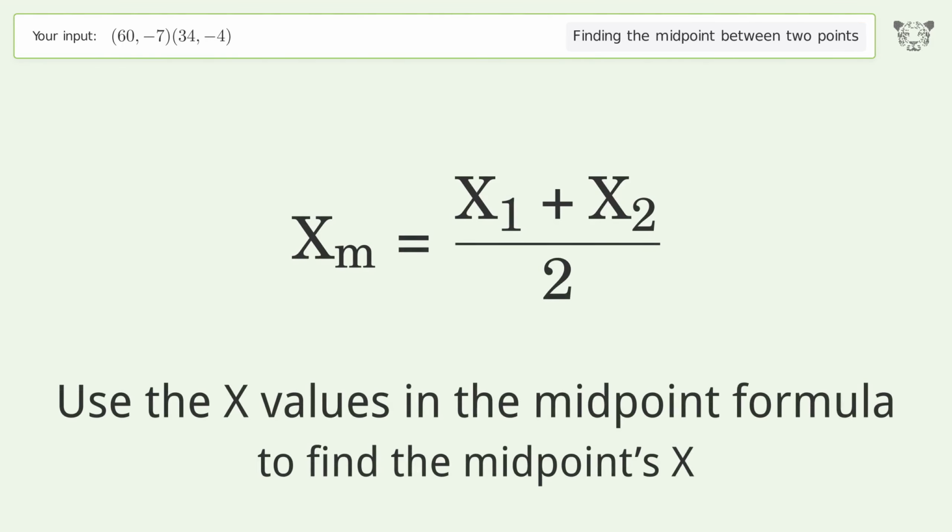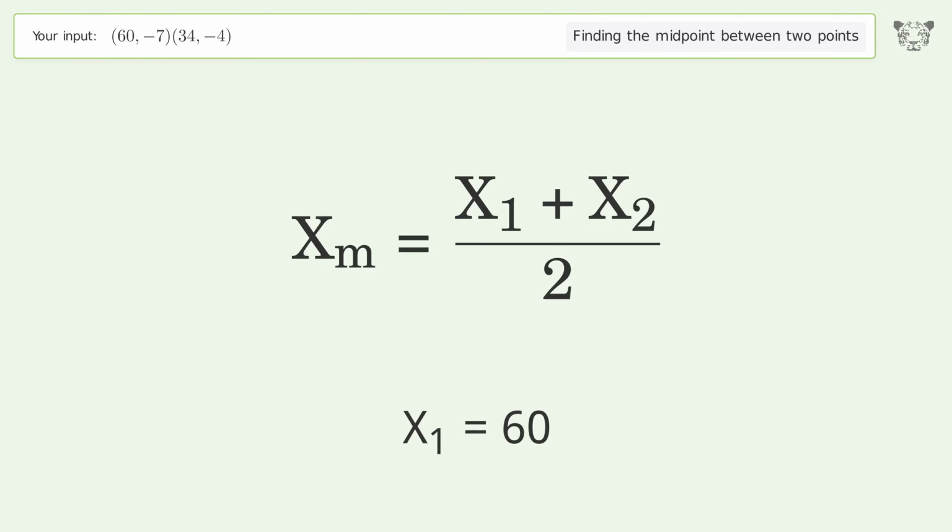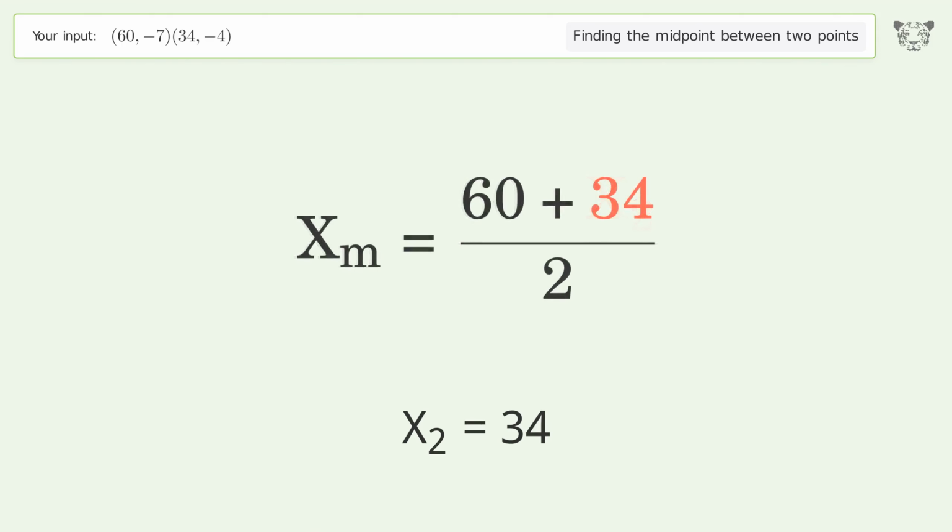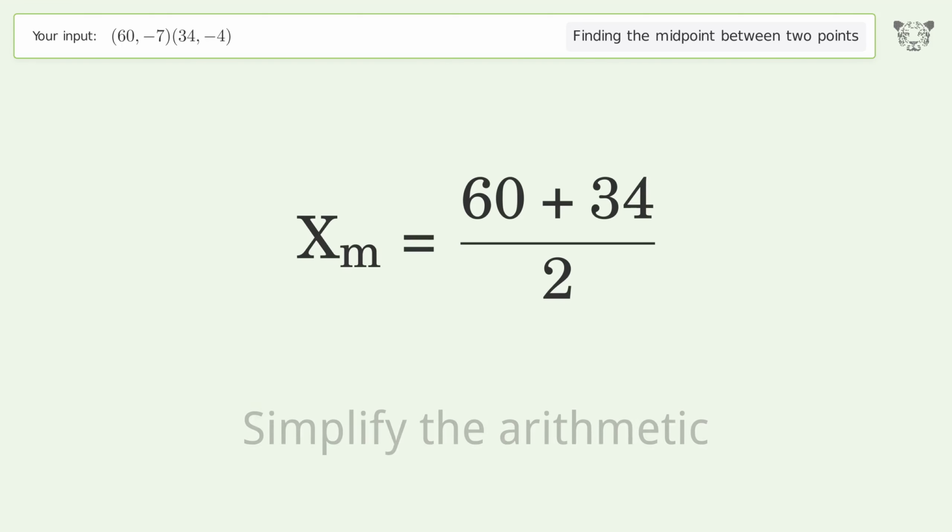Use the x values in the midpoint formula to find the midpoint's x. x1 equals 60. x2 equals 34. Simplify the arithmetic.